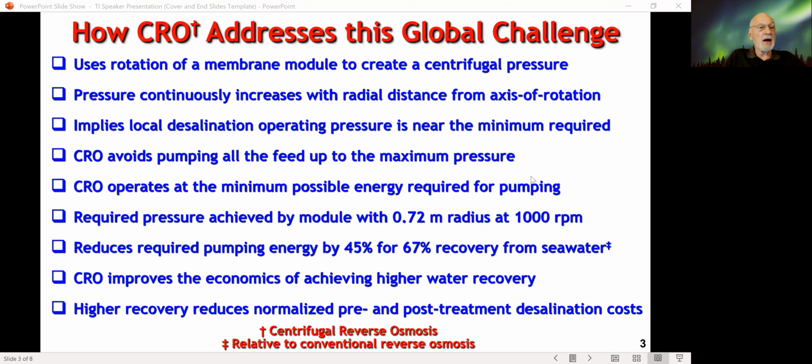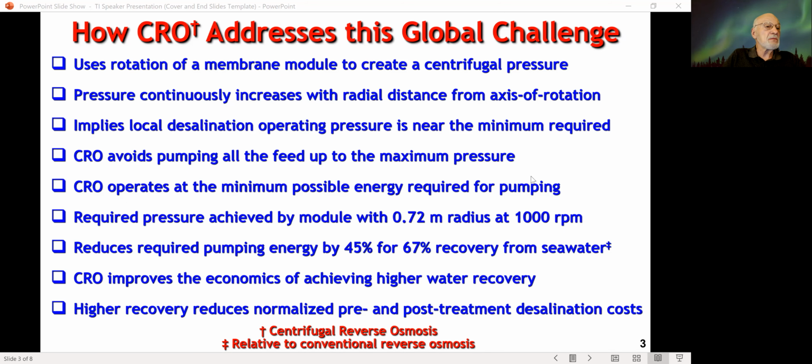Conventional reverse osmosis operates by pumping the entire membrane module up to the maximum pressure required for the desired water recovery. However, the lowest pumping energy cost corresponds to having the local pressure in the membrane module only slightly above that required to cause permeation. This can be done by rotating the membrane module to create a centrifugal pressure that increases with distance from the axis of rotation. This figure shows an oblique view of a centrifugal reverse osmosis module.